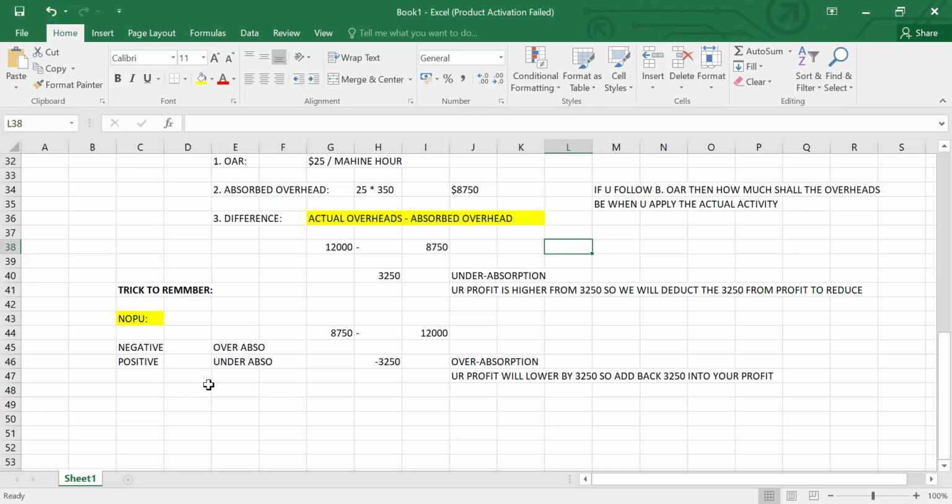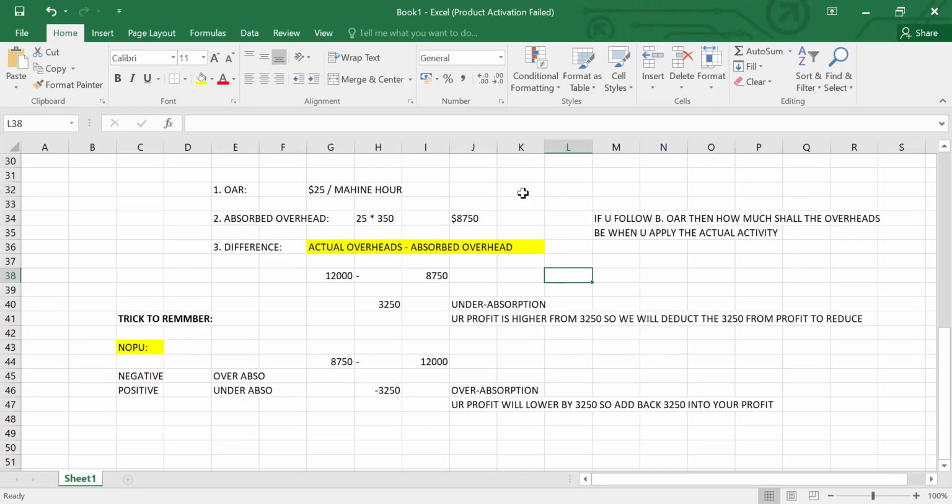Yeah, perfect. So in FMA, this section presented right in front of you, this basic example, is also a very important one in terms of calculation. There is no theory in it. The theory is only that under absorption will be added or deducted, or over absorption will be added or deducted. Other than that, it is all the practical part. So you need to remember these three steps: OAR calculation, absorbed overhead calculation, and the difference calculation.